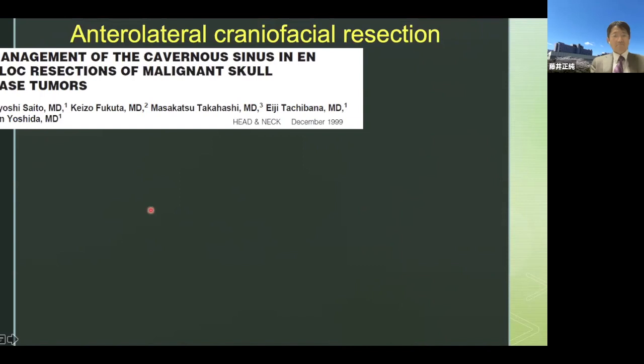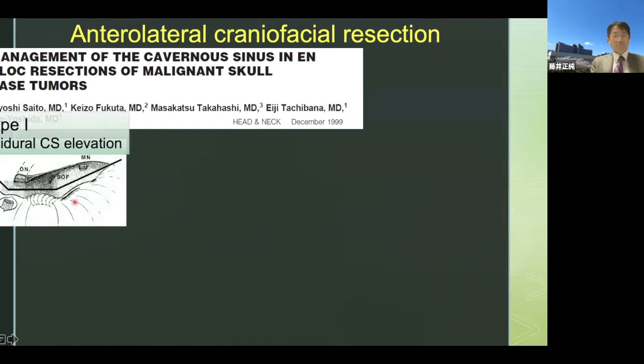And he classified into three types of resection regarding the cavernous sinus manipulation. Type one is epidural CS, meaning cavernous sinus elevation. Epidurally, the CS is elevated after cutting the optic nerves, SOF, and the maxillary nerves. So this is basically an epidural resection.